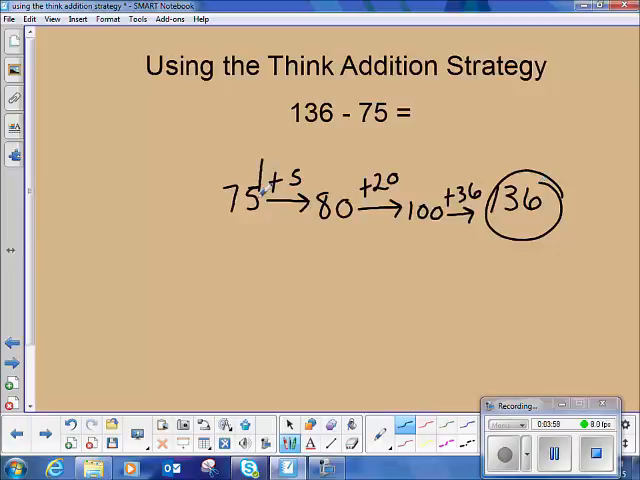Now I will take those numbers I added up. So I know that 36 plus 20 equals 56, and 56 plus 5 equals 61. So the difference between 75 and 136 is 61.